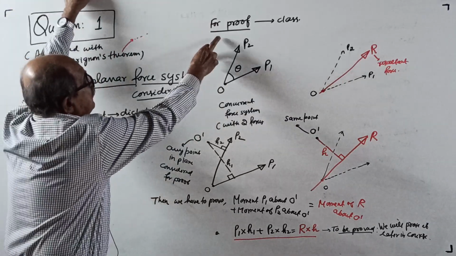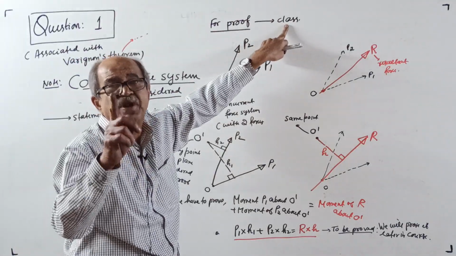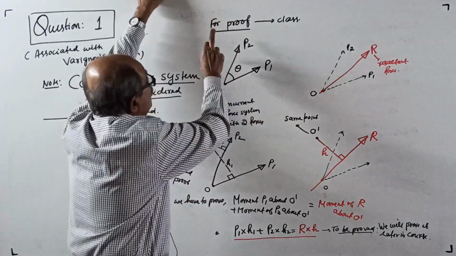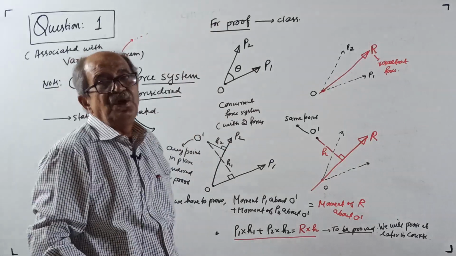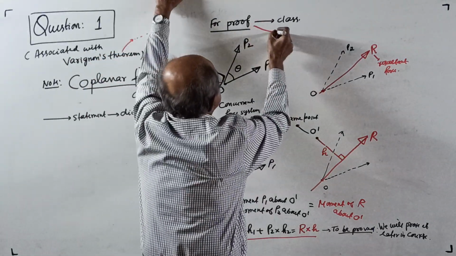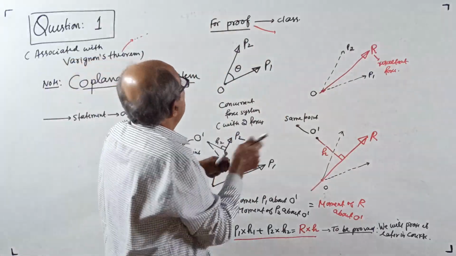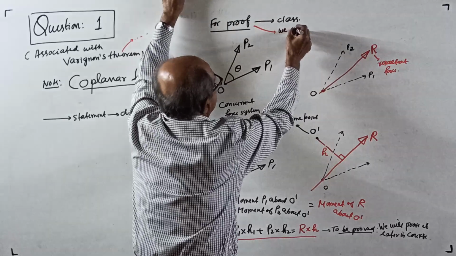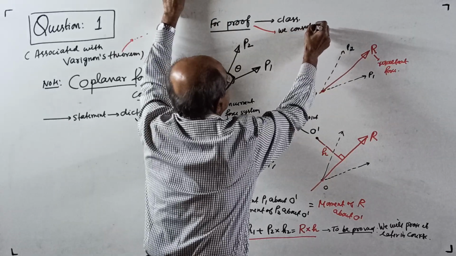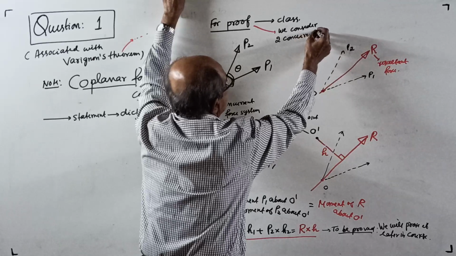Now, for proof, class means I am telling something, you should write. When we prove Varignon's theorem, for proof purpose, I will put red color, not required, write in black only. For proof, we usually consider two concurrent forces.